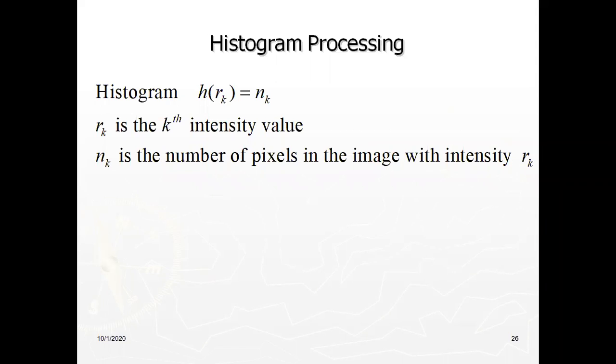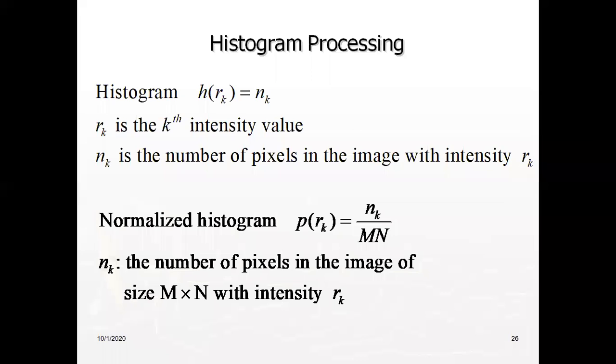So the plot of rk versus h of rk, that is nk, is going to give us the histogram itself. On the x-axis you will have rk, that is the intensity value, and on the y-axis you will have nk, the number of pixels with that intensity value. Plotting that will give you a histogram.